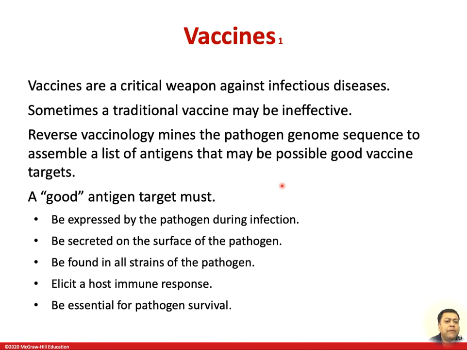So another very important thing is the vaccines. These are critical weapons against infectious disease, which could be bacterial, fungal, and viral diseases. And sometimes traditional vaccine may be ineffective. There are several ways that the vaccine can be produced, and we already talked about that somewhere else.